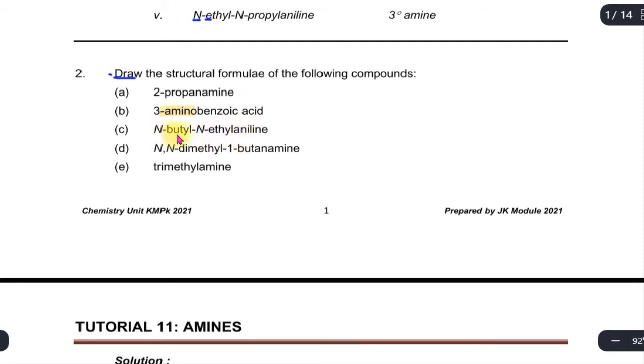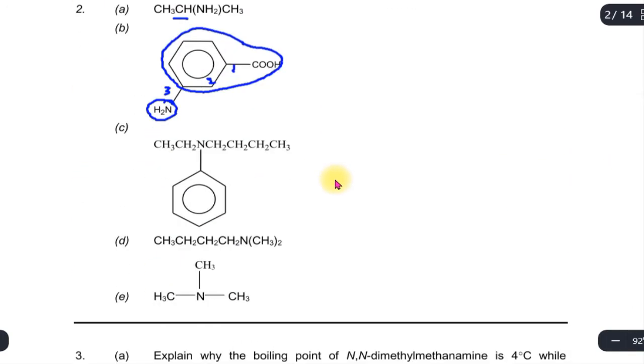Next, N-butyl N-ethyl aniline. This is tertiary. Based on the name, I know already. This is a tertiary amine. So let's check. N-butyl N-ethyl aniline, meaning that you have to put an aniline. So this is aniline. N-ethyl, so this is N-ethyl with 2 carbons. N-butyl, there are 4 carbons.